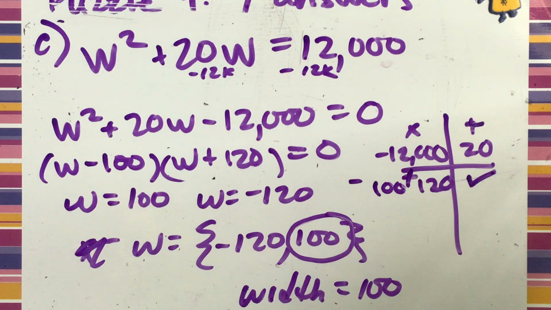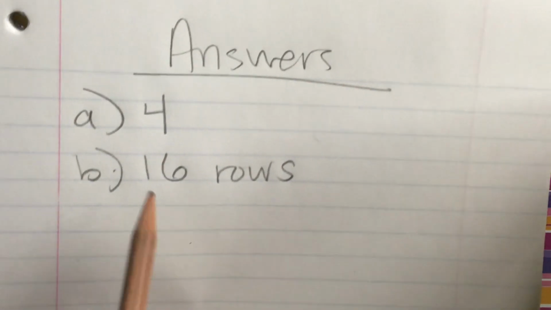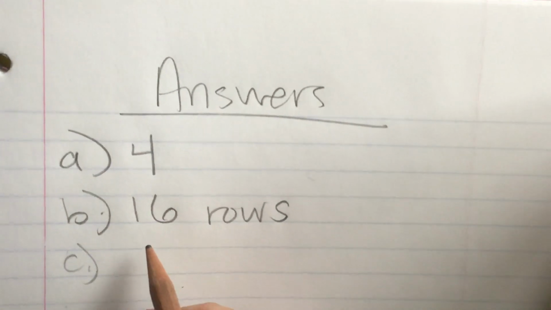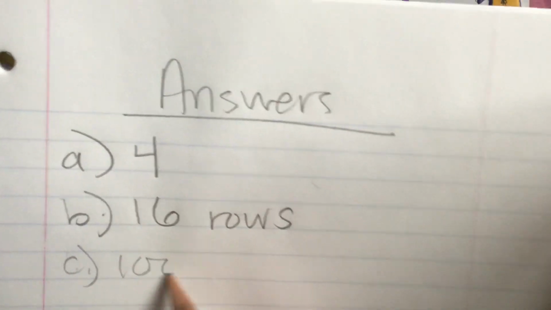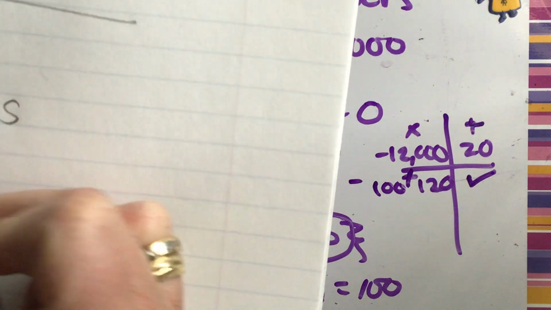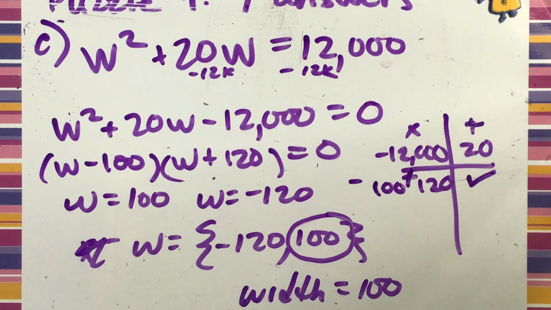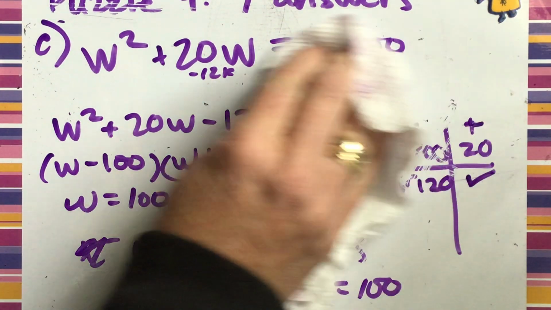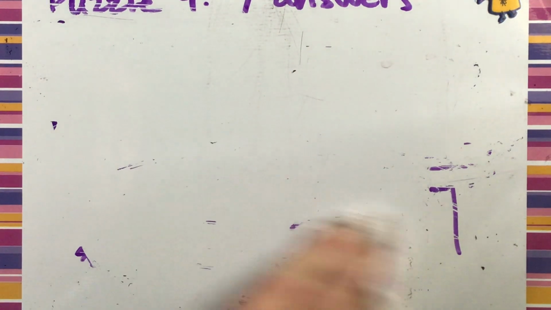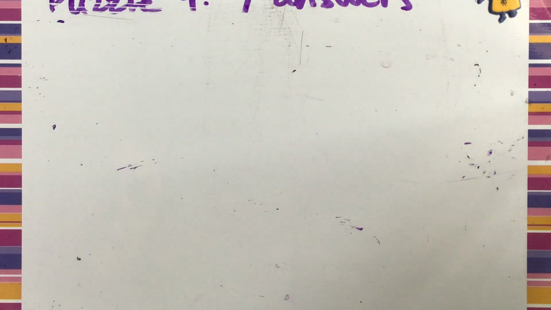So I'm going to add this to my little tally sheet. Hopefully you're keeping some kind of tally sheet too. So the answer to C is 100 feet. Okay. Now let's go on to the next one. Let's see, it is D.